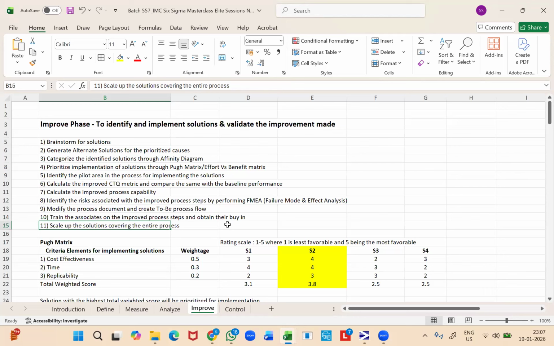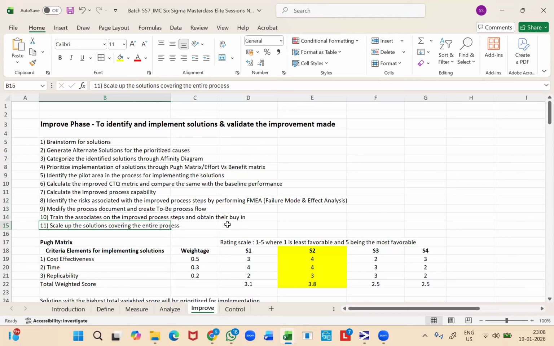And most of the tools that we see in the improve phase, we have already seen in the earlier phases. Say brainstorming, we have already seen. Affinity diagram, we already looked at as part of the define phase. Again, process capability analysis, we have already seen, right? So the process flow, we already saw. So most of the tools that are listed here, we already looked at as part of the earlier phases.